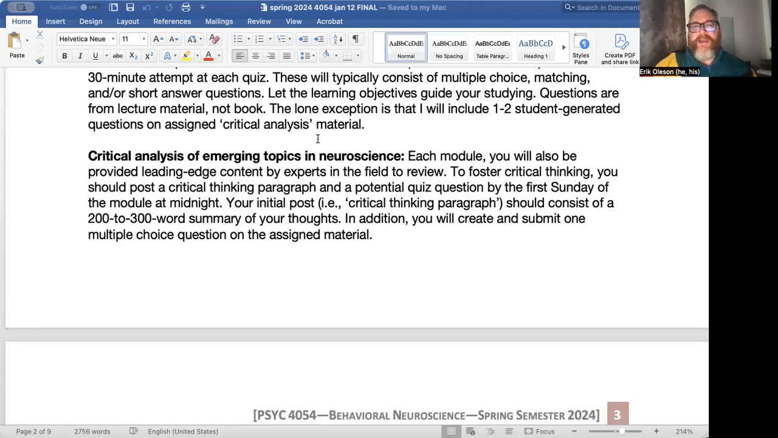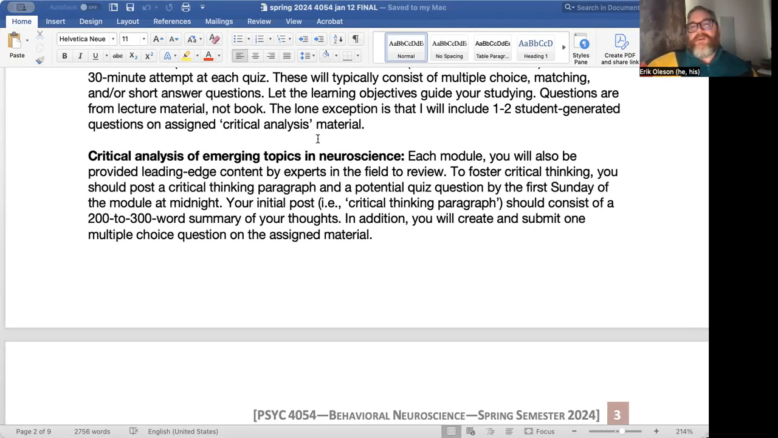All content in the exams will come from the lecture, not the book. I view the book here as a supplement that helps you understand my lectures when there's information that you're missing. I'm never going to pull in questions from the book that I do not cover in lecture. The only exception is that in each quiz, 1 to 2 questions will come from students.